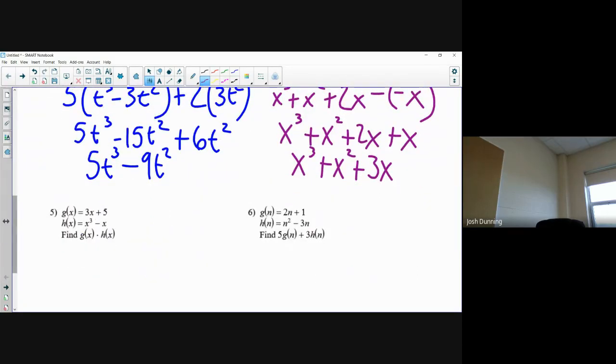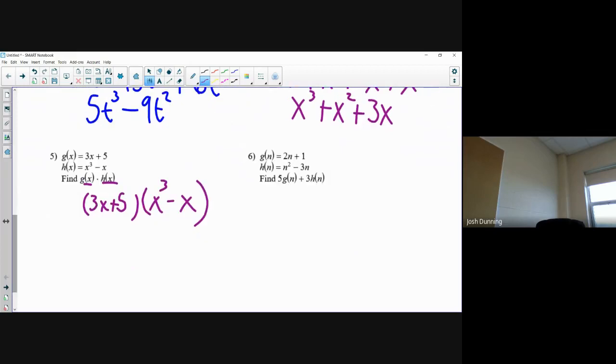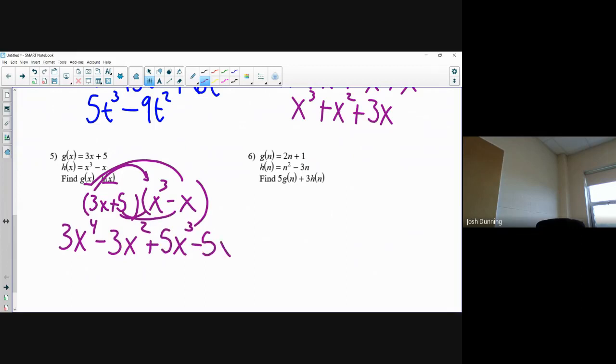Number 5, g times h. So there's no numbers this time, no distribution of numbers. We can just jump straight to the distribution for the question. Three x to the 4th, minus 3x squared, plus 5x cubed, minus 5x.